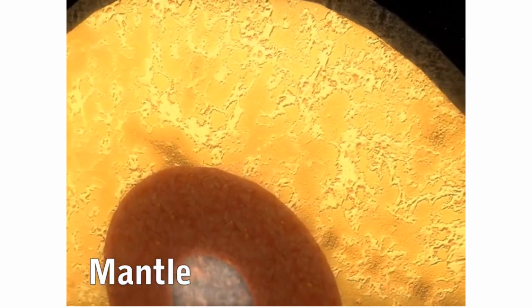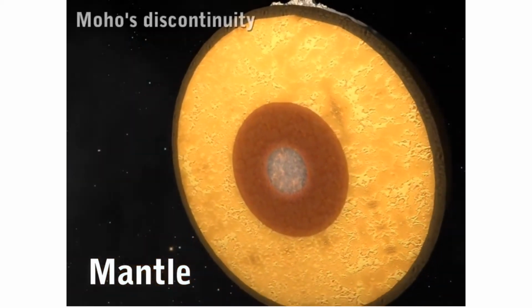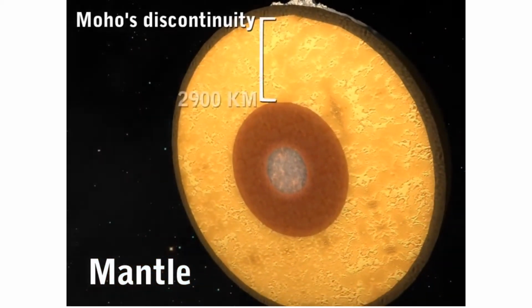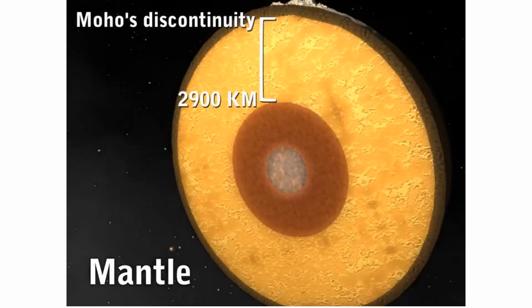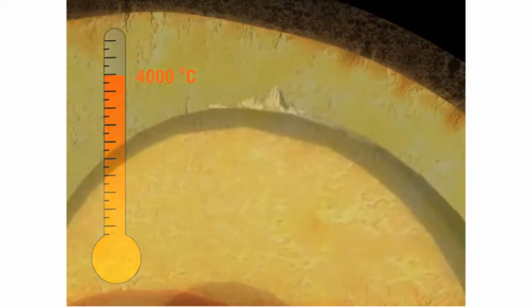The mantle forms the main mass of the earth. It is the layer just under the crust. It extends from Moho's discontinuity to a depth of about 2,900 kilometers. The mantle is a partly molten layer and can have temperatures reaching 4,000 degrees Celsius.